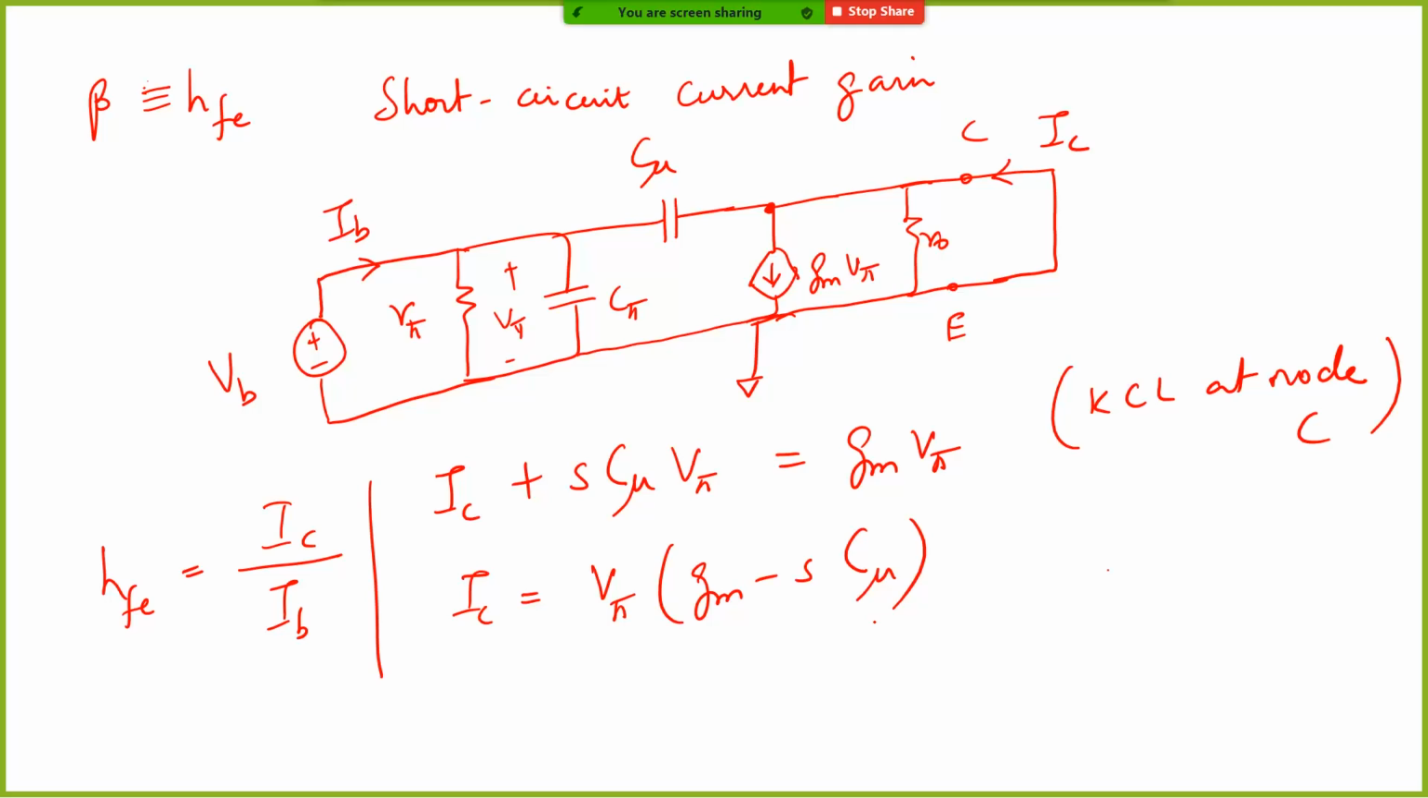Now what about IB? IB has some current flowing here, some current flowing here, and some current flowing here. So IB can be written as V pi by R pi plus V pi times S C pi plus S C mu. In other words, taking V pi common, IB is V pi times 1 by R pi plus S times C pi plus C mu.